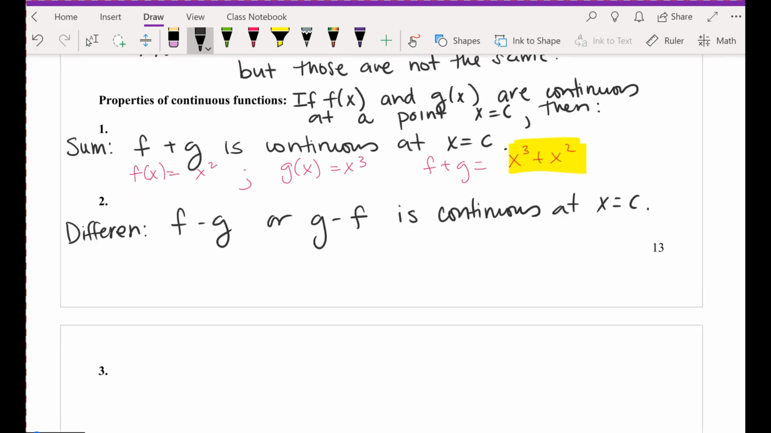Sorry, I forgot a letter. It's difference, subtraction. When you're writing f minus g or g minus f, are you meaning f of x minus g of x? Correct. f of x minus g of x, like that, or g of x minus f of x, like that. The two functions subtracting one another.